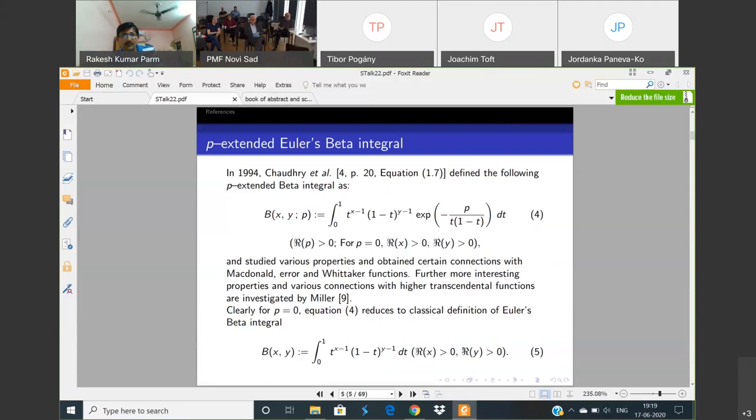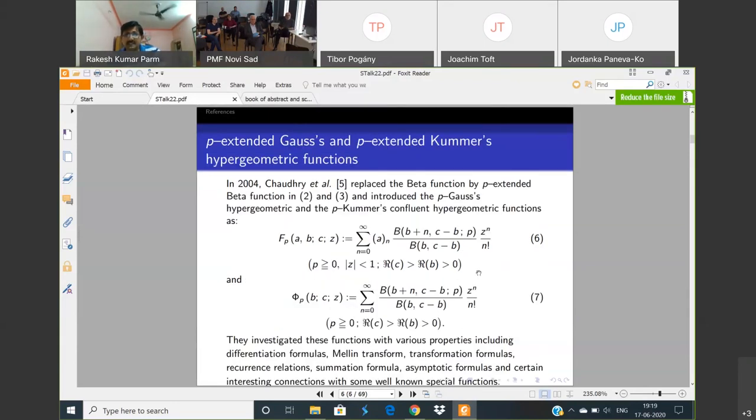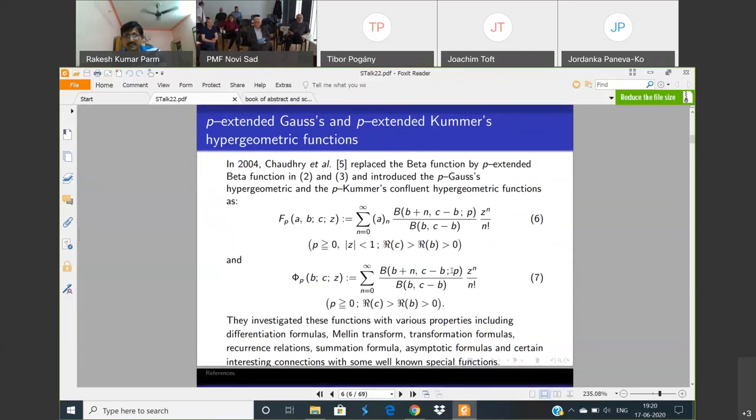In 2004, Chaudhry replaced the beta function by the p-extended beta function in the definition of Gauss's hypergeometric function and the confluent hypergeometric function, and obtained the p-extended Gauss hypergeometric and the p-extended confluent hypergeometric functions, given by equation numbers 6 and 7. It is interesting to note that if we put p equal to 0 in 6 and 7, these equations reduce to the usual classical definitions of the Gaussian hypergeometric function and the confluent hypergeometric function. They investigated these functions with various properties, including differentiation formulas, Mellin transforms, transformation formulas, recurrence relations, summation formulas, asymptotic formulas, and certain interesting connections with some well-known higher transcendental functions.